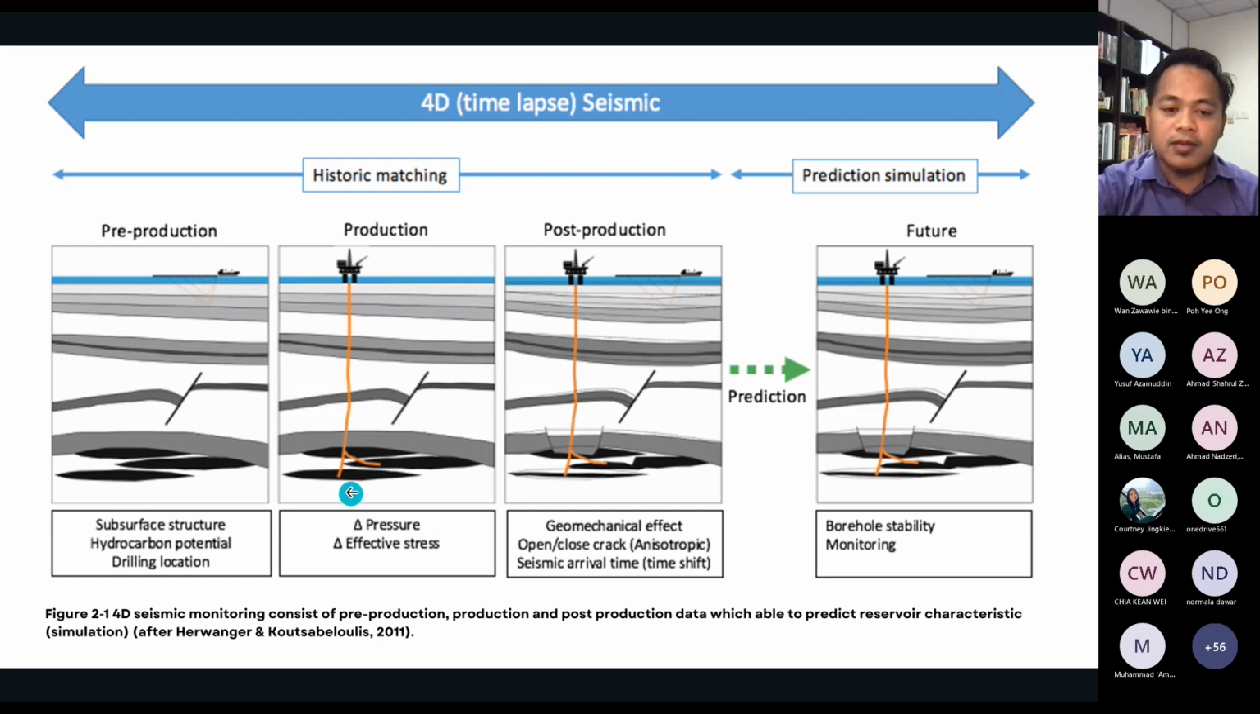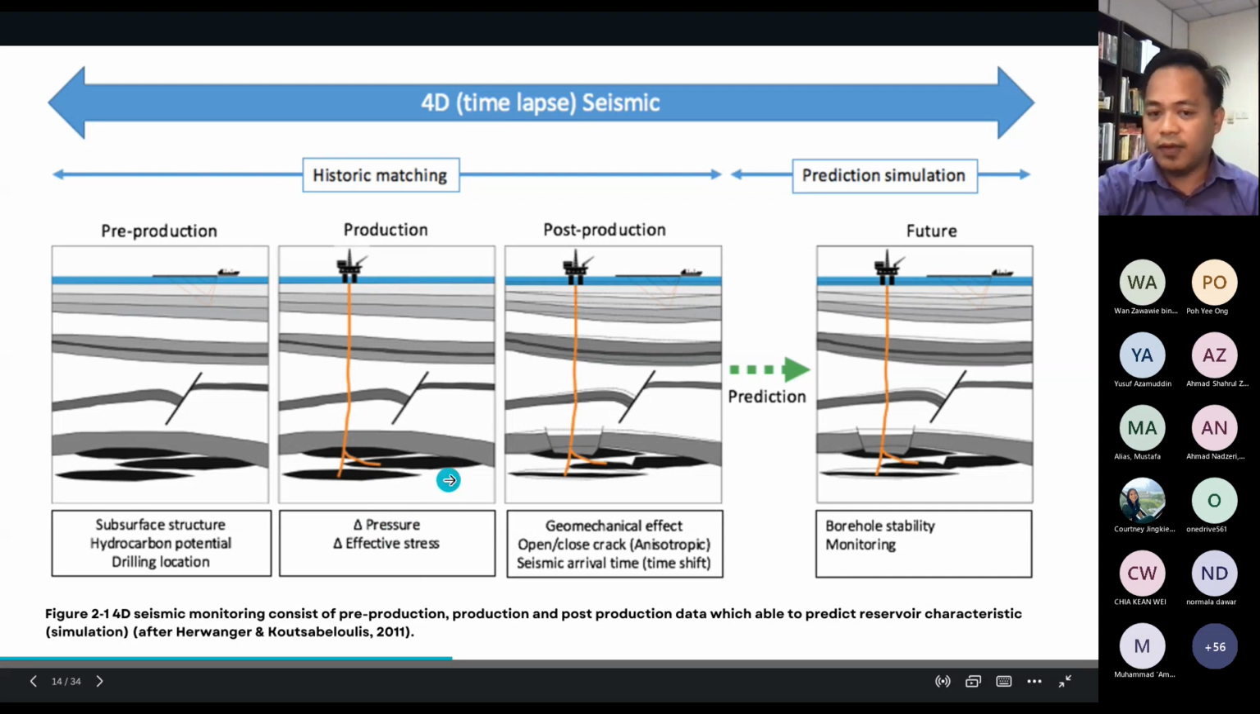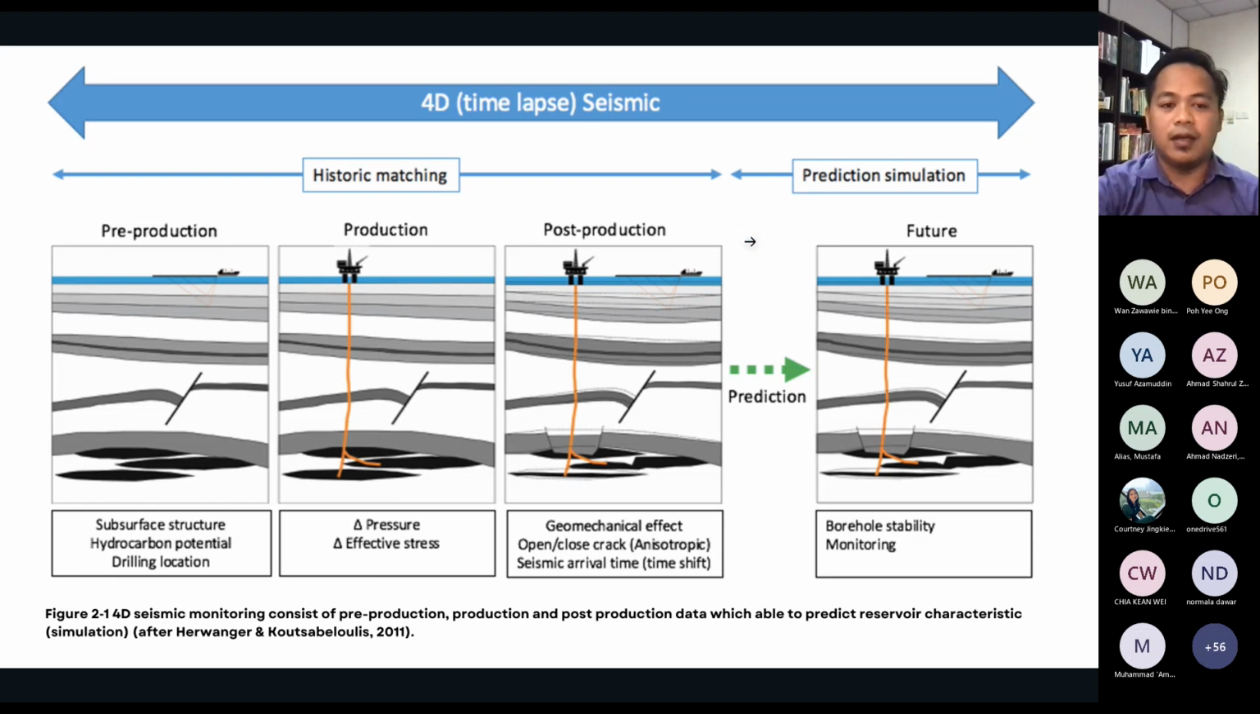Once we have a production stage, we change the pressure and effective stress underneath the subsurface. So for monitoring purposes, instead of doing the geophysical survey only during pre-production, we repeat that method exactly at the same coordinates, the same location. Then we see if there are any changes. In seismic analysis, we look at a lot of seismic attributes, such as velocity. Is there any change in the velocity and the amplitude itself, and AVO, and many other seismic attributes?